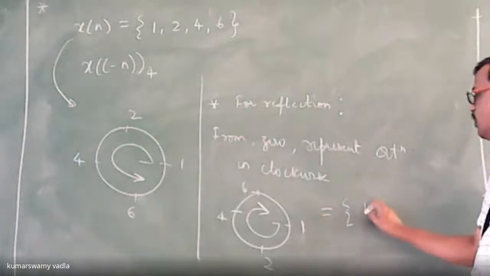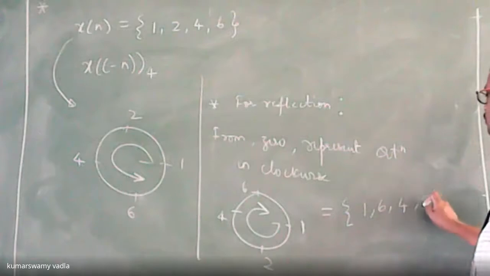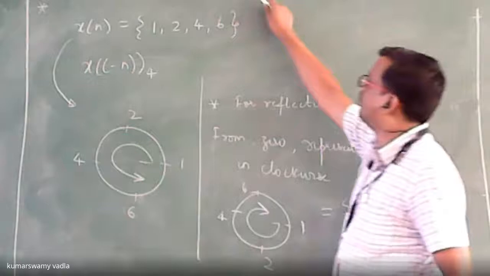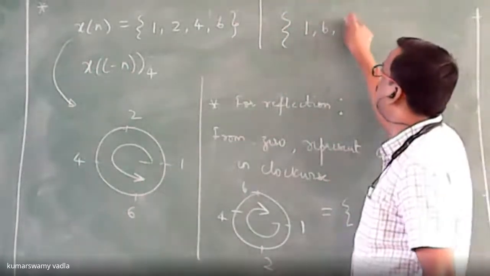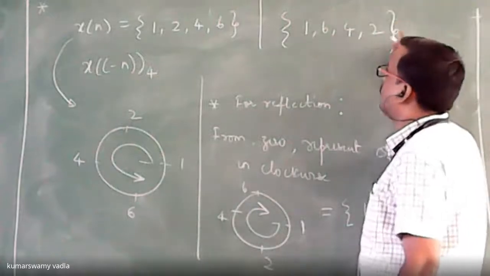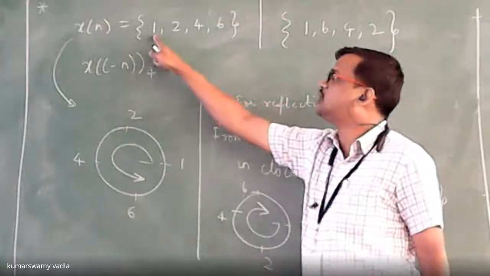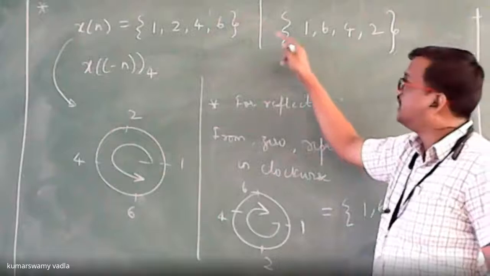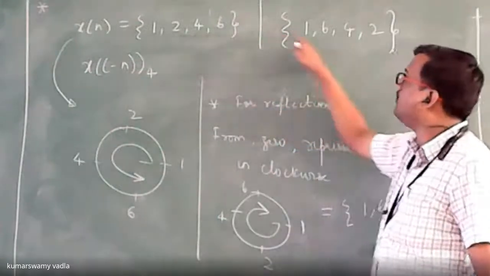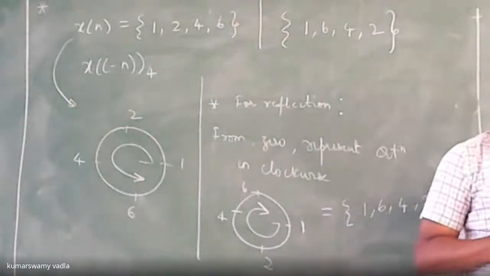What do you get here? 1, 6, 4, 2. When I compare this answer over here, what did you get? 1, 6, 4, 2. When you look at this, what is the change, friends? At zeroth position, it is not changing. Here, 2, 4, 6 became 6, 4, 2, the mirror image. Is the point clear here, students?